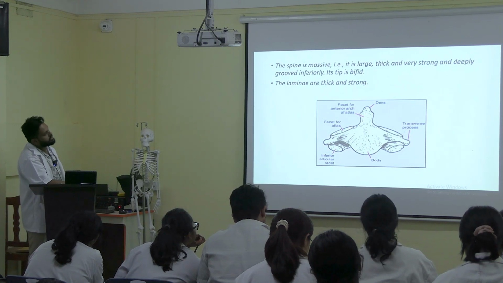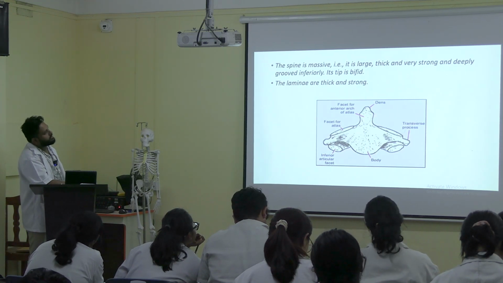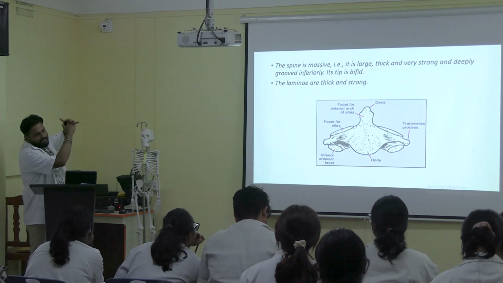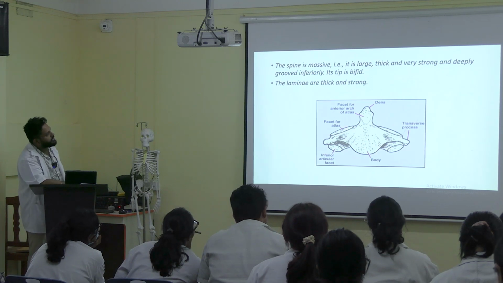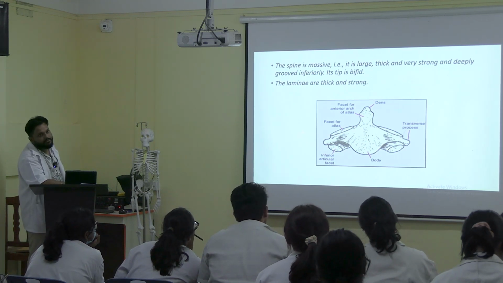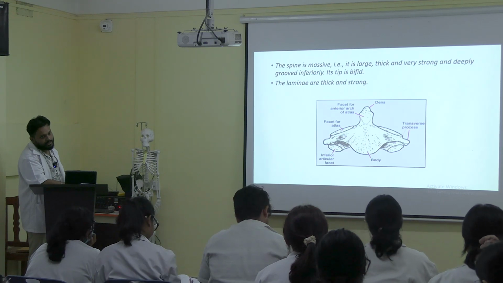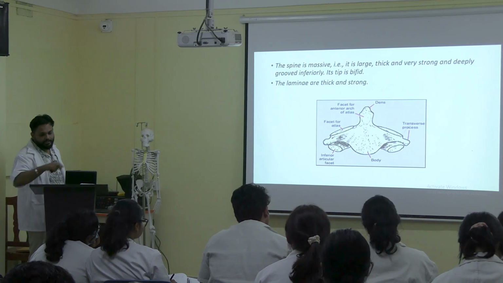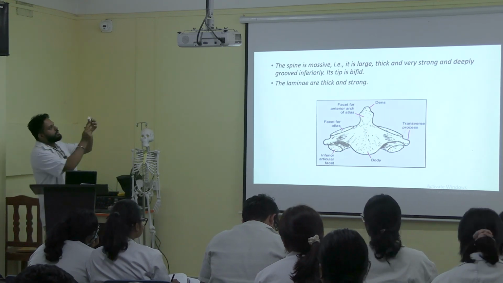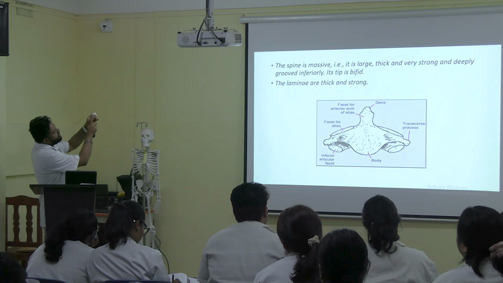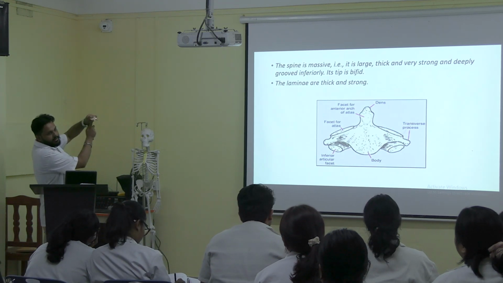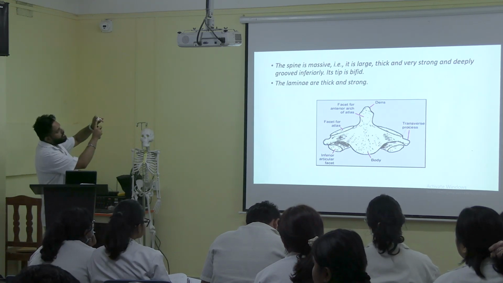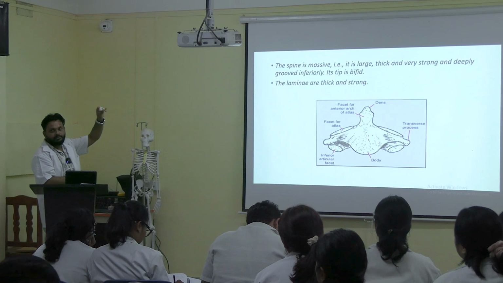This is the dens. This is the facet for the anterior arch of Atlas. Here the Atlas attaches, right? These are the facet, superior articular facet. It forms the atlanto-axial joint. These are the inferior articular facet, obviously placed inferiorly. And this is the body.